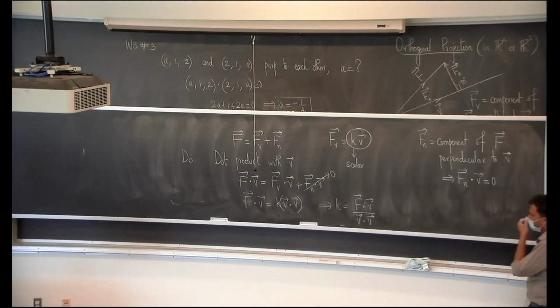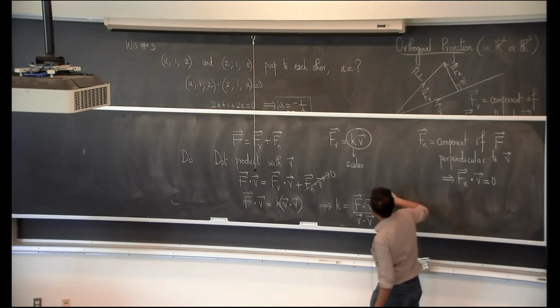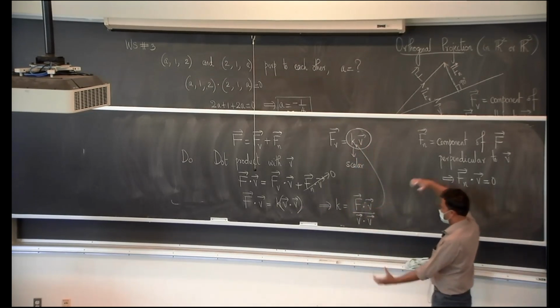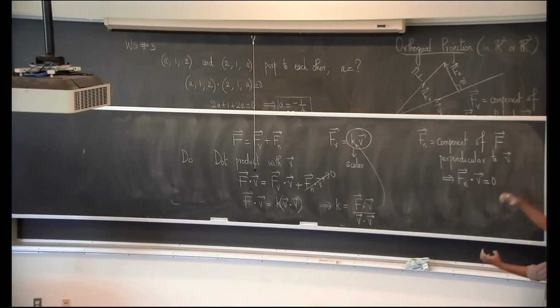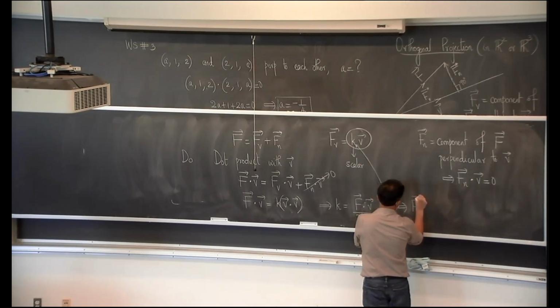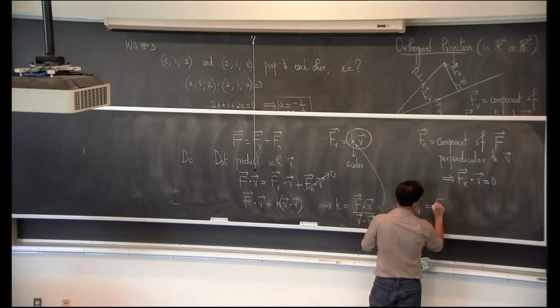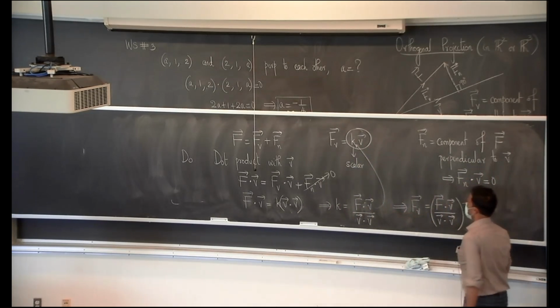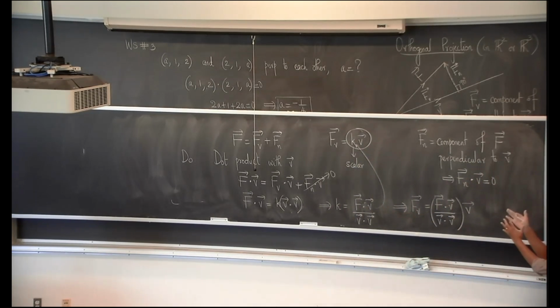So this is that factor that is going to stretch or compress the vector V depending on the vector F. So this gives you Fv equal to F dot V divided by V dot V times V. If you just plug it in there, yep.